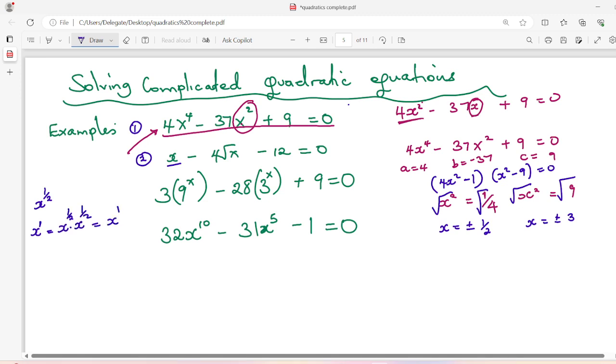So this root of x is taking the position of x in a quadratic equation, and then this x is taking the position of x squared in the quadratic equation. So since I've been able to recognize that this is actually a quadratic equation, the moment you see root of x and x in one equation, just know that it is a quadratic equation.